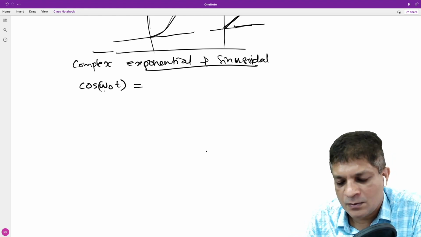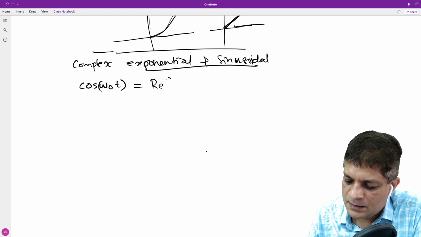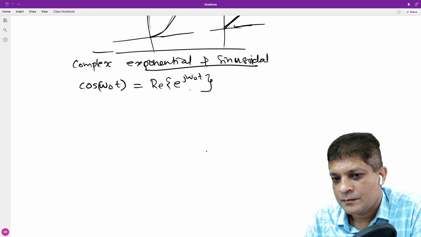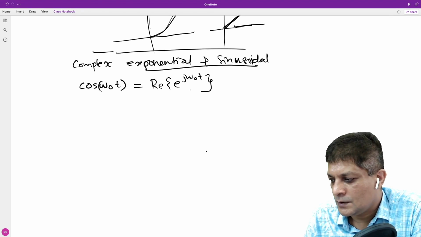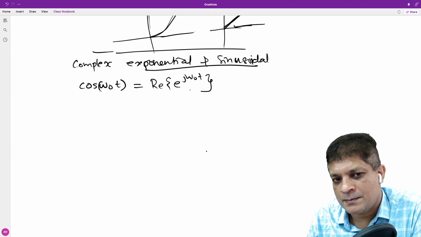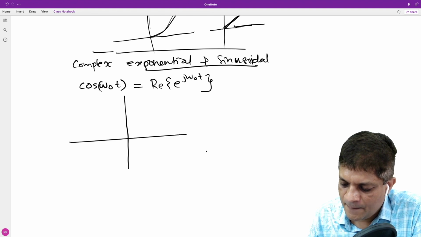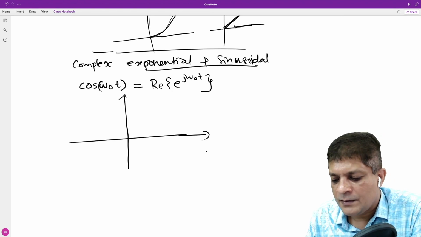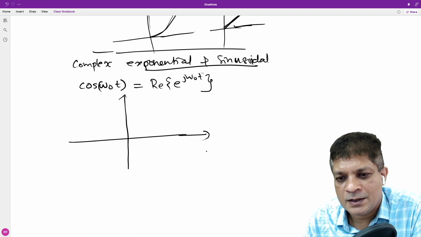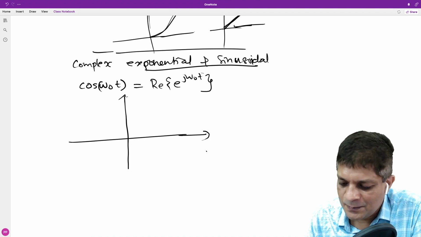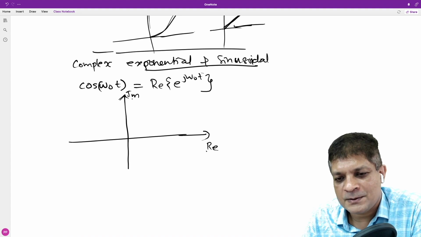How is it related with complex exponential? Is it the real part of e to the power j omega naught t? Yes. Now you must have studied the phasor representation of these complex exponential signals. In the complex plane, we can represent this as a rotating phasor, isn't it? This is the complex plane. How can we represent this in a complex plane?